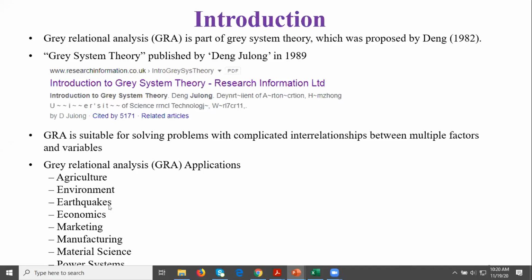And earthquakes and economics. Nowadays in economics and marketing they are also using it, and in the manufacturing industry, in material science and power systems. Electronics people are using it, mechanical engineers are using it, economics people are also using it, and civil and agriculture people too, in different fields. That's why it is very popular in prediction using gradation analysis.